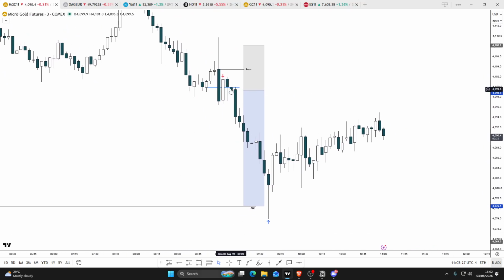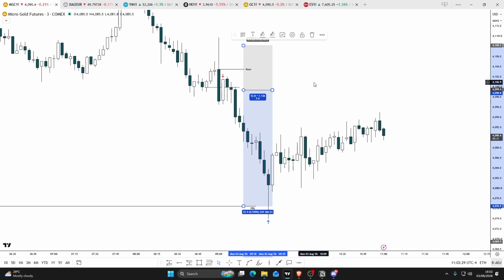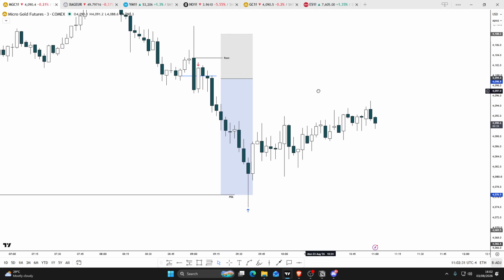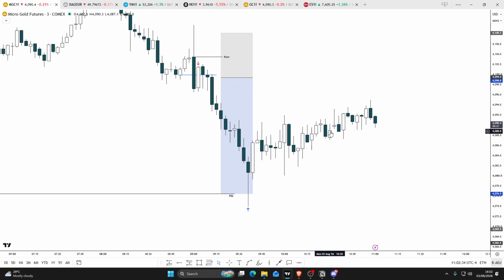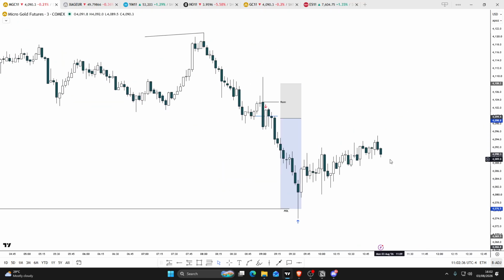And then yeah, we expanded pretty nicely, as you can see. A little bit of drawdown, not much. And we hit that and started consolidating. Yeah, that's it really for that trade.